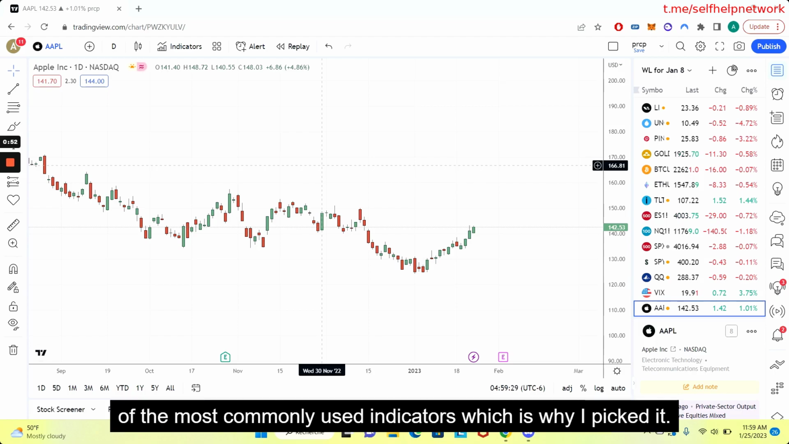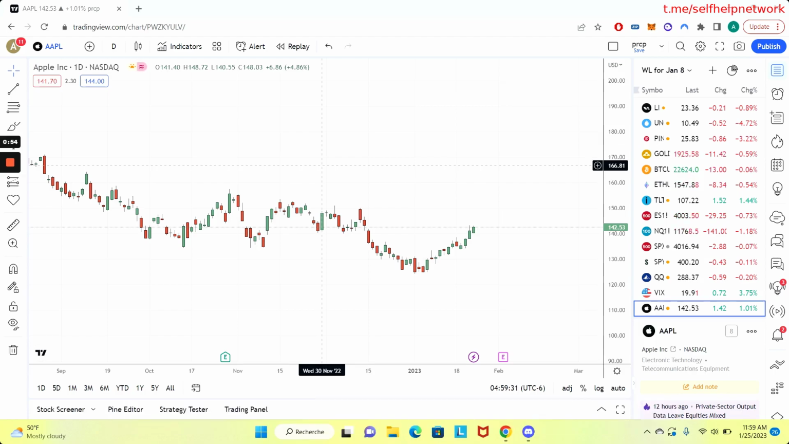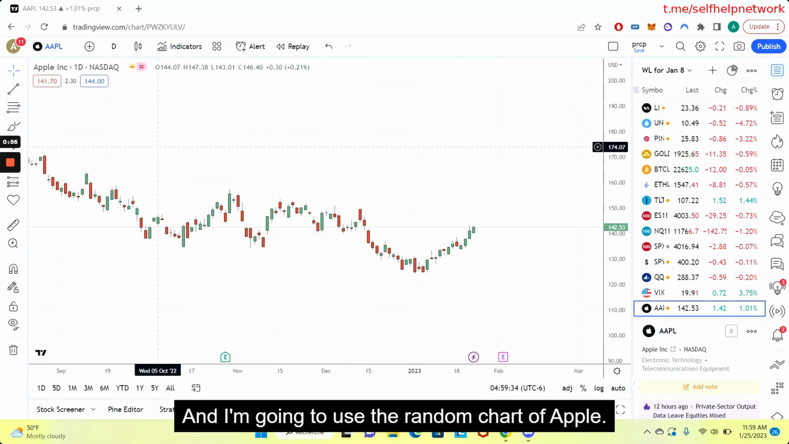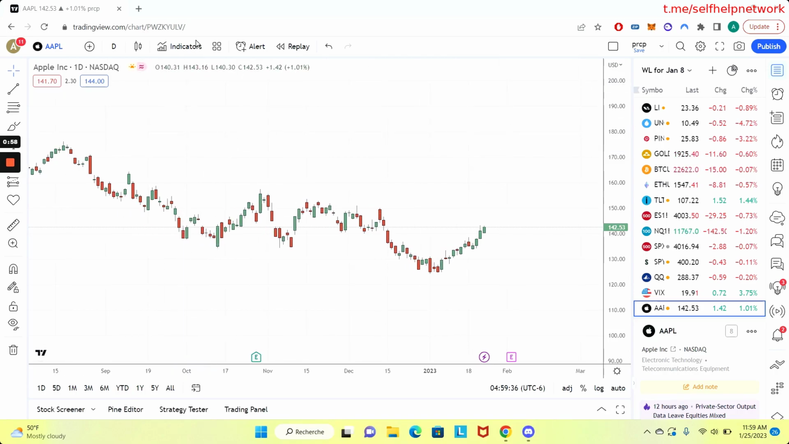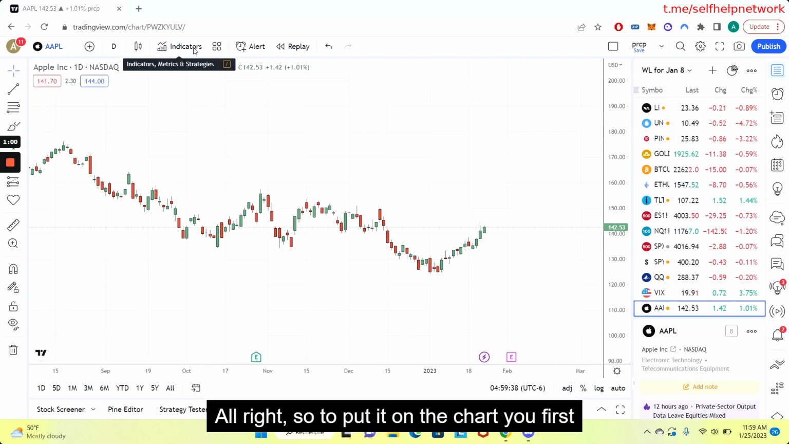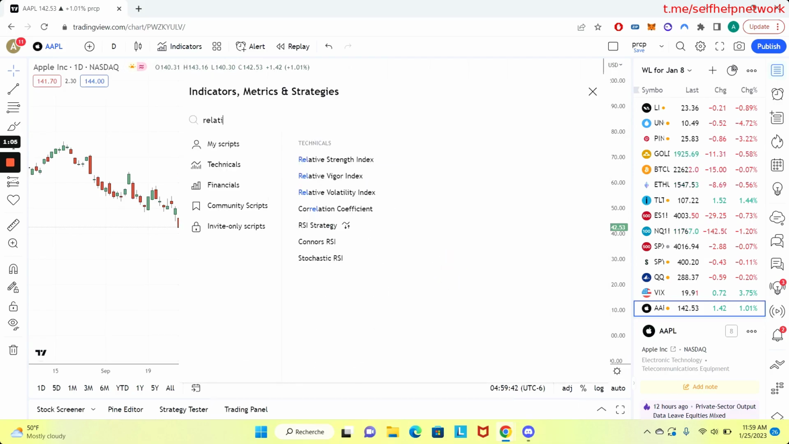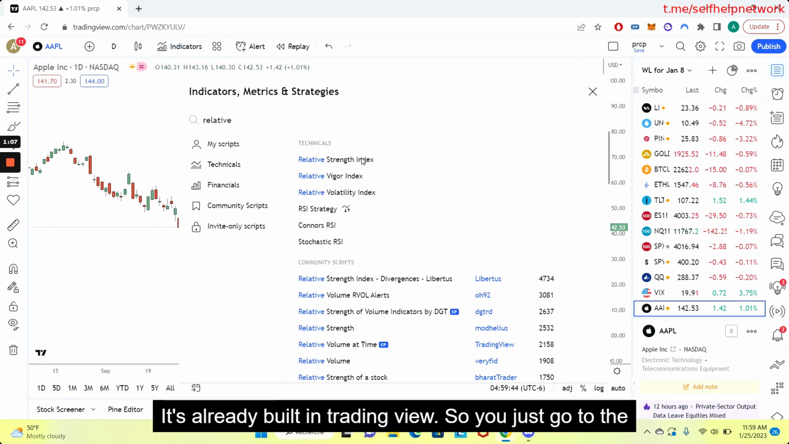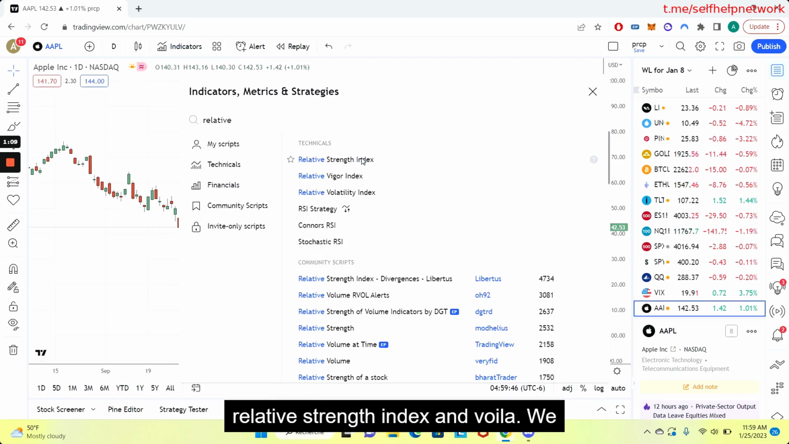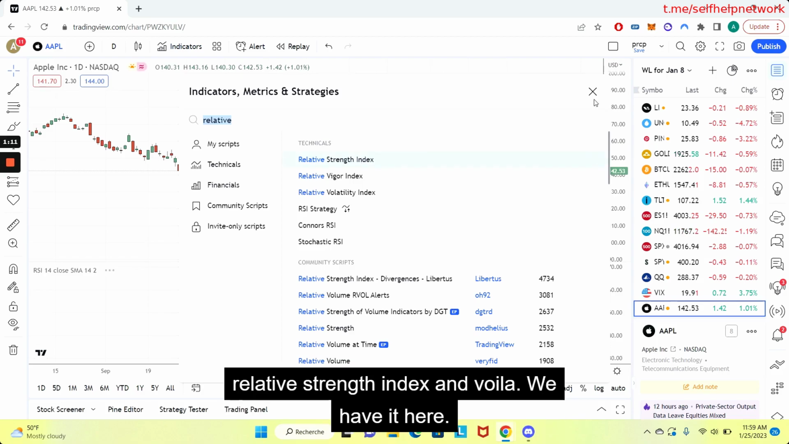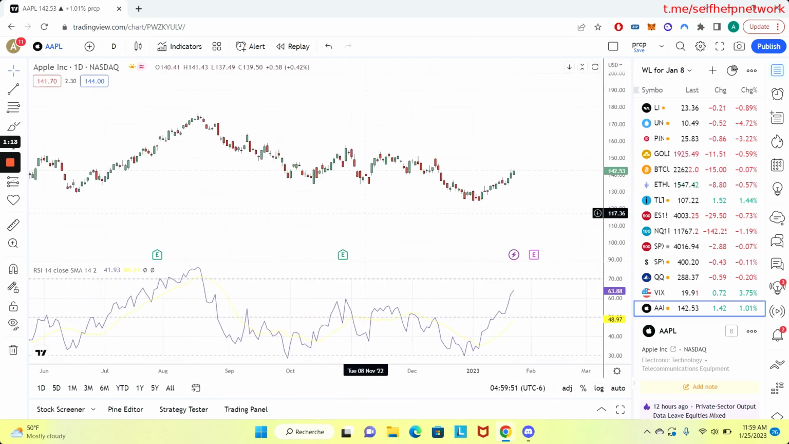The first indicator that we'll start with is called RSI, or the Relative Strength Index. It's one of the most commonly used indicators, which is why I picked it. And I'm going to use the random chart of Apple. Alright, so to put it on the chart, you first go to the indicators. It's already built in TradingView. So you just go to the Relative Strength Index and voila, we have it here.